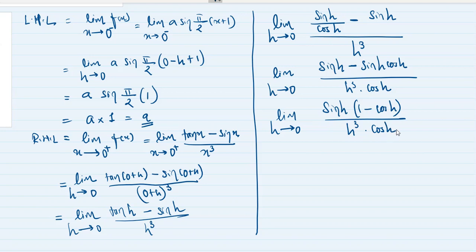This looks okay. Now what? Now if you remember the formulae of trigonometric limits from last year, you would remember something like this: sin h upon h. What is limit of sin h upon h when h tends to 0?